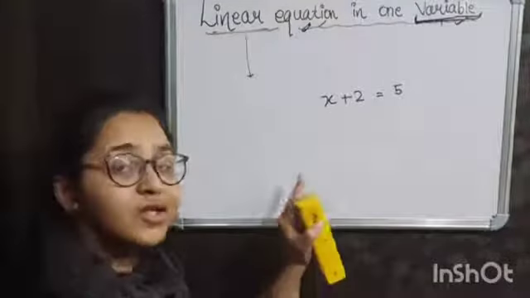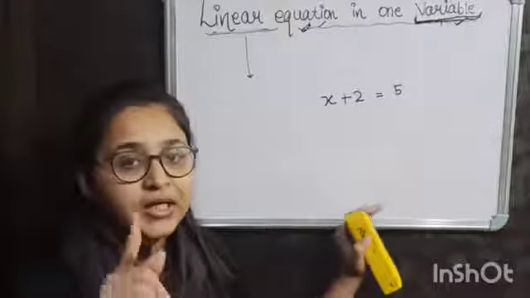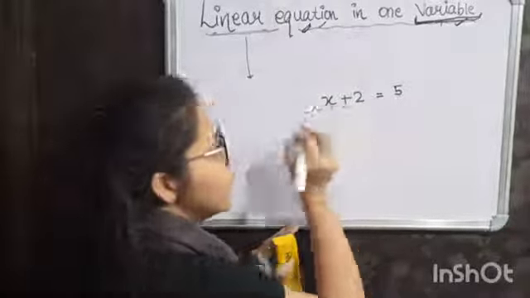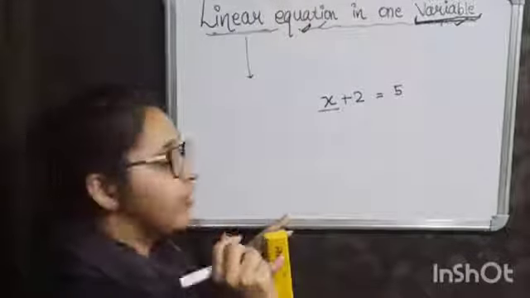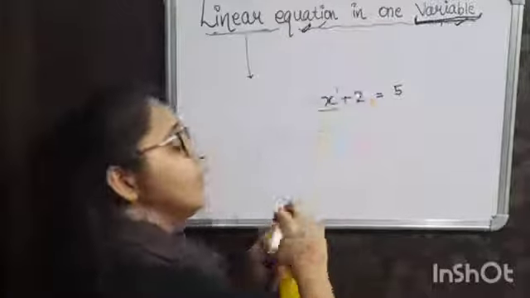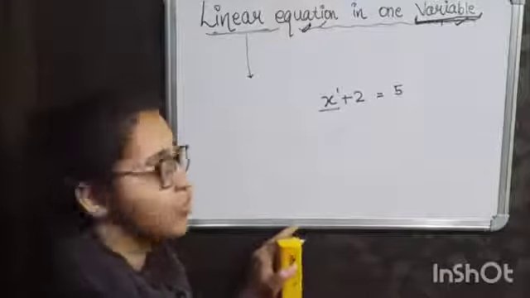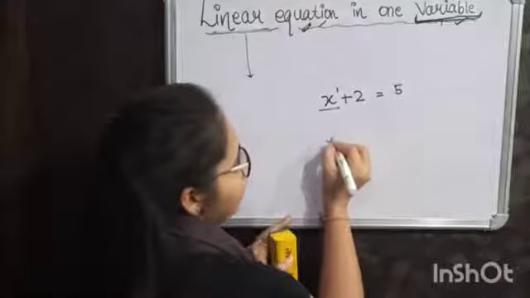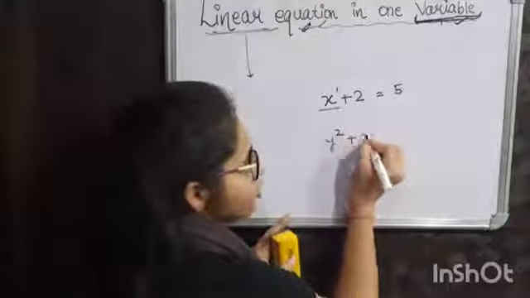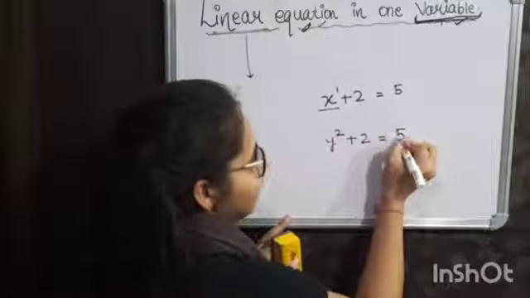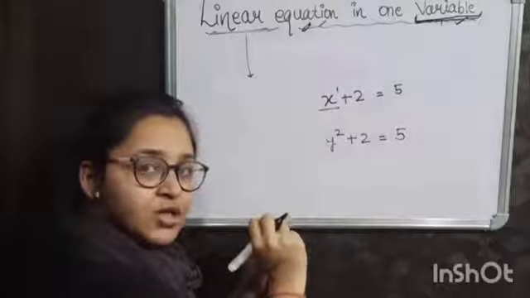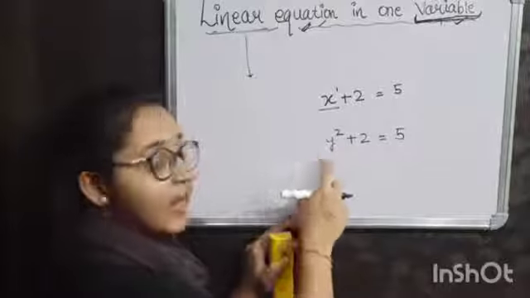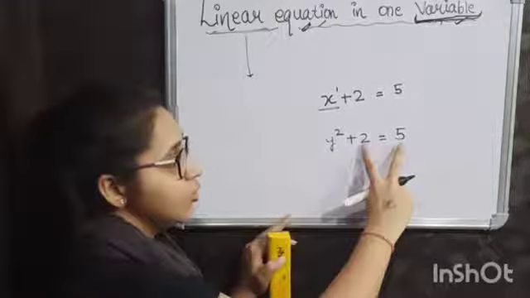Now, why is it called linear equation? Linear means 1. That is, if the power of your variable is 1, then it is called linear equation. Let's have a look at the next example. If I take y square plus 2 is equal to 5, this is an equation because here is the equal to sign. There is a variable y, only one variable is there because the other two are constants.